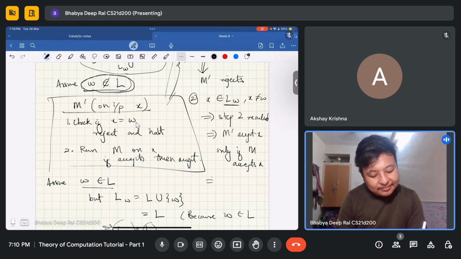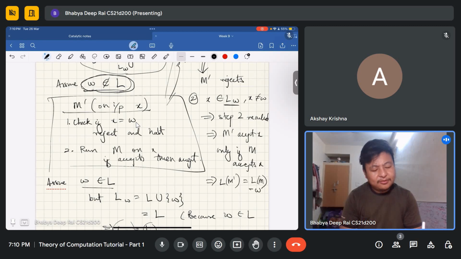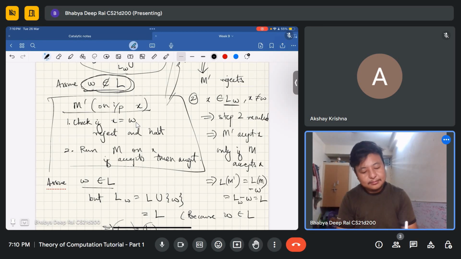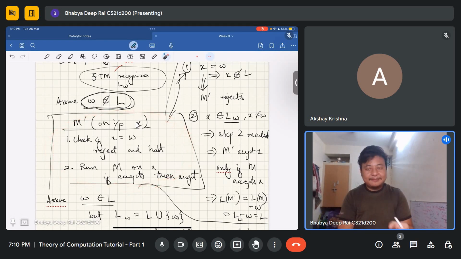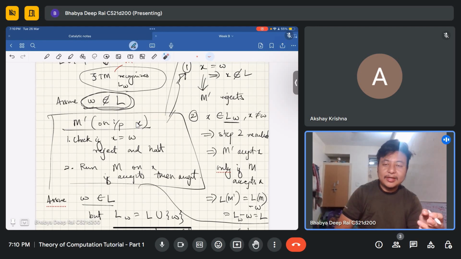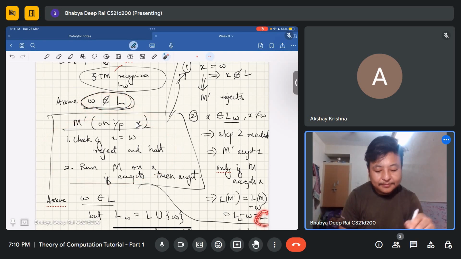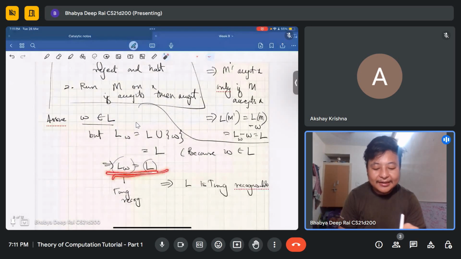So this means that the language of M prime behaves exactly like M without W. And what is L of M minus W, which is LW minus W, which is nothing but L. So M prime is a machine that accepts exactly those strings which are in L and not equal to W. And since W did not belong to L anyway, M prime actually decides the language L. If W is in the language, then it's identical.